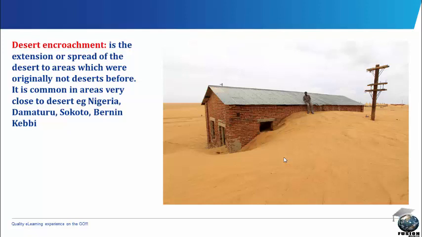Causes of desert encroachment: 1. Overgrazing, 2. Changes in climate, 3. High speed of winds, 4. Bush burning, 5. Shifting climatic belts, 6. Deforestation. Its effects include: 1. Desert encroachment can lead to displacement of people and settlement.